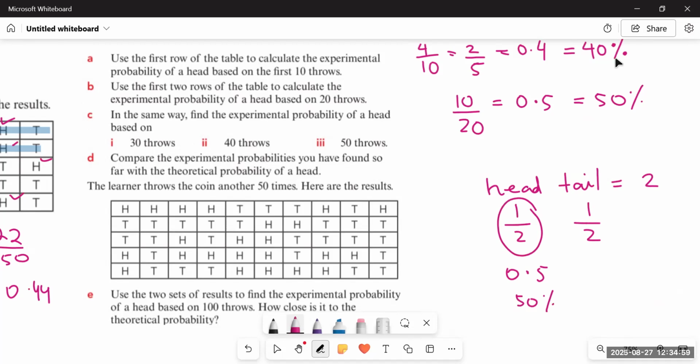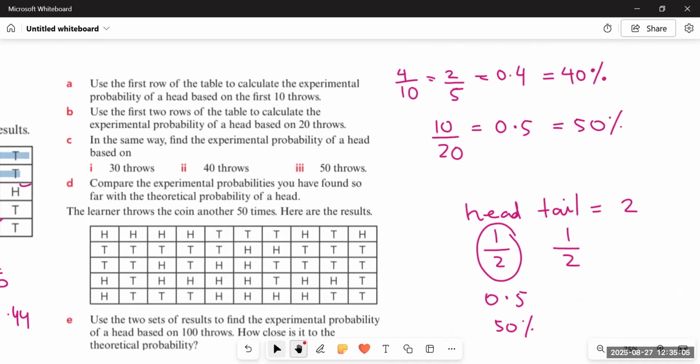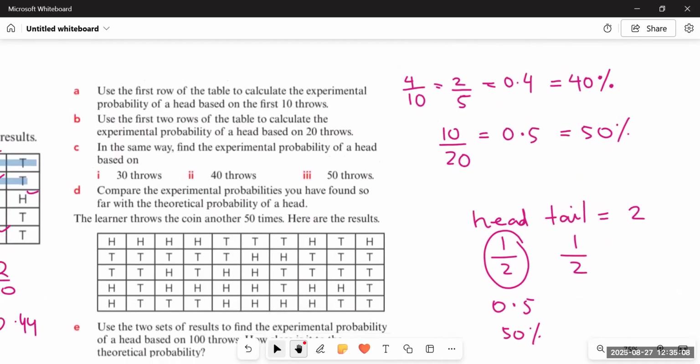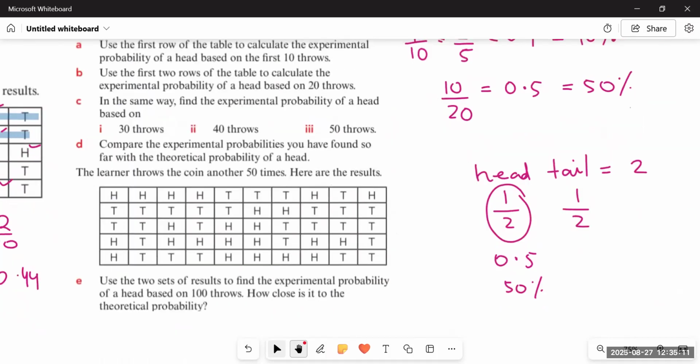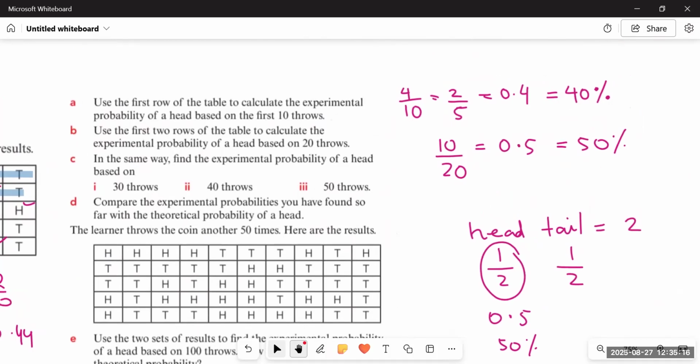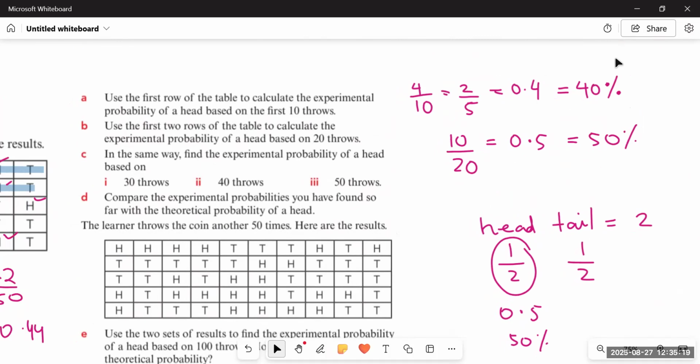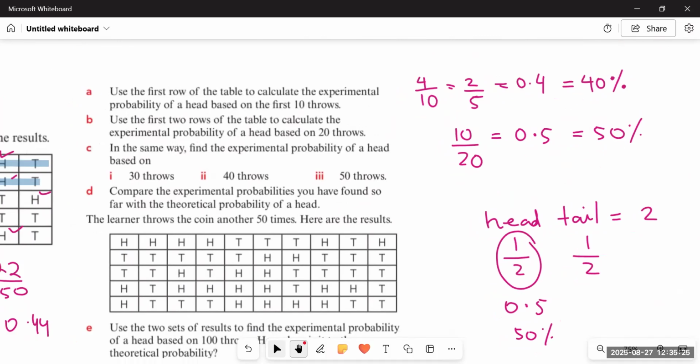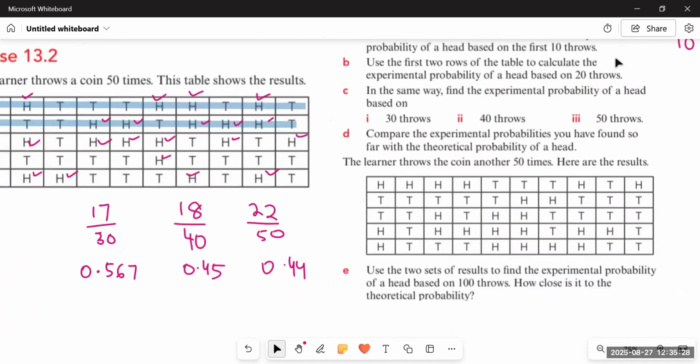But what was the experimental probability? When we talked about the first row, we got 40%. In the second one, we got 50%. It was the same, since the number of heads we got in the second one, that is in 20 throws, was the same as the number of tails. Therefore, we are getting the same probability as the theoretical one. But in the third one, we got 56.7%, then 45%, and then 44%. So it's around the theoretical probability. Every time we are getting around 40 to 50% as the probability.